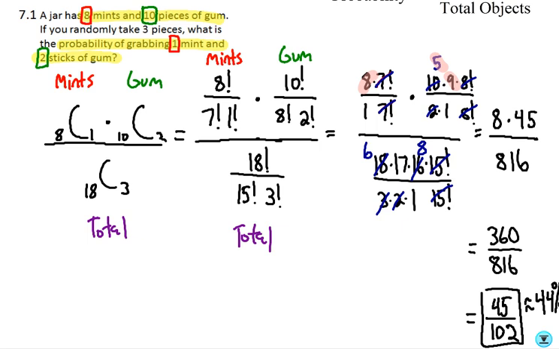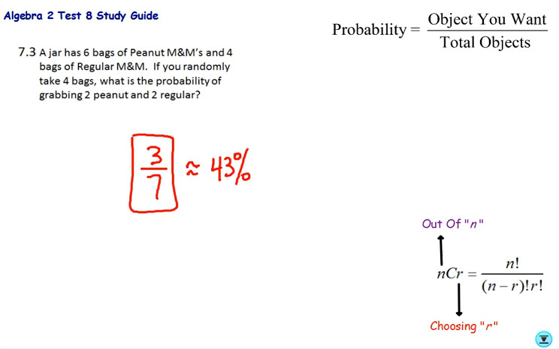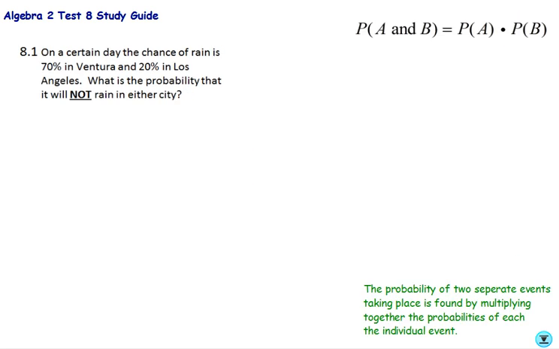All right. So let's check in on you. 7.2 should have got 45 over 91, so it's roughly a 49% chance. And then for 7.3, you should have got 3 over 7, which again works out to roughly about a 43% chance. All right, so let's look at 8.1. Almost there, so 3 problems left.